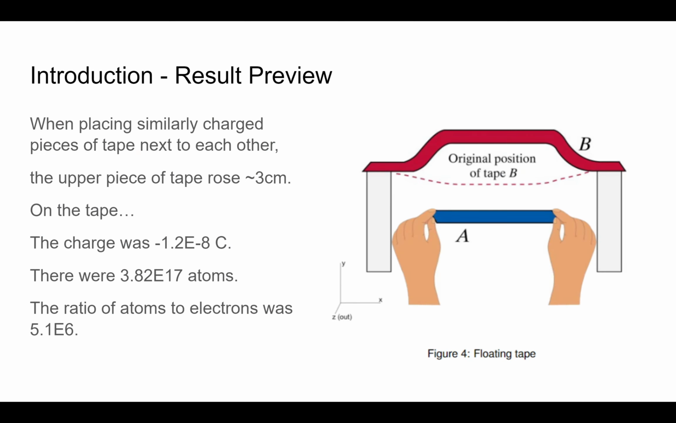The result preview is that when placing similarly charged pieces of tape next to each other, the upper piece of tape was about 3 centimeters up, and on the tape there was the charge, that number of atoms, and that ratio of electrons to atoms shown right there.